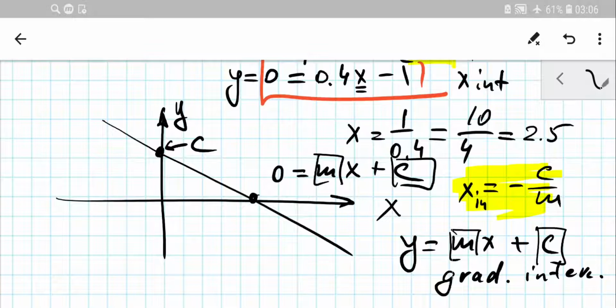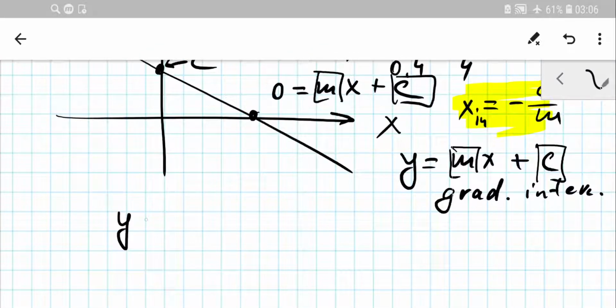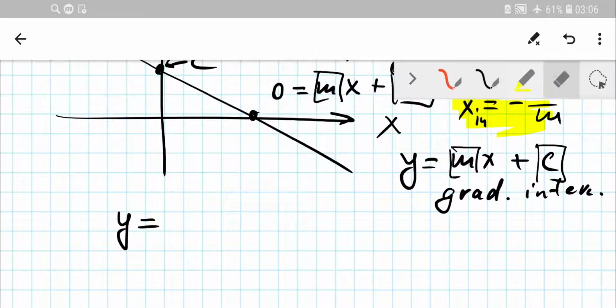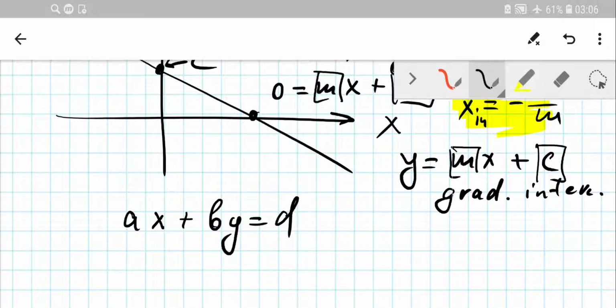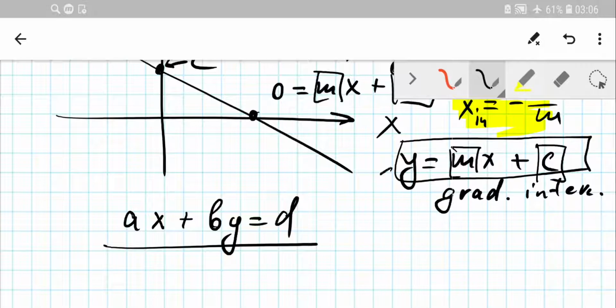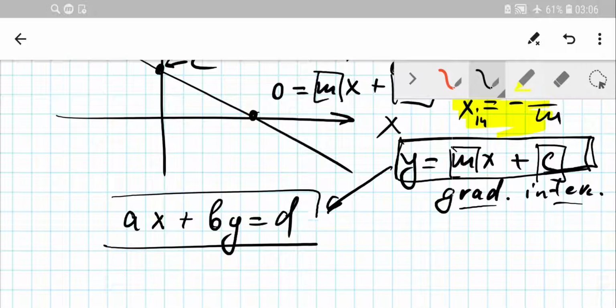You might also have a question about the general equation of the line. Let's say ax plus by equals d. So this is a general linear equation for a straight line, or the general form for the line. But actually you can easily convert your gradient-intercept form into general form.